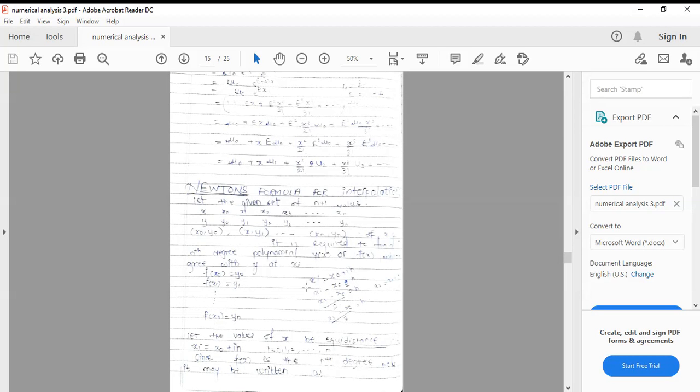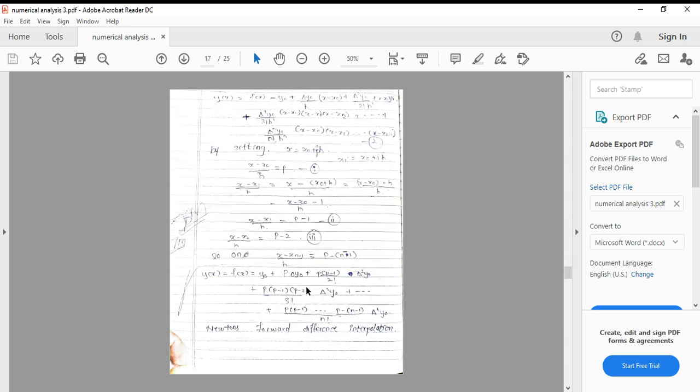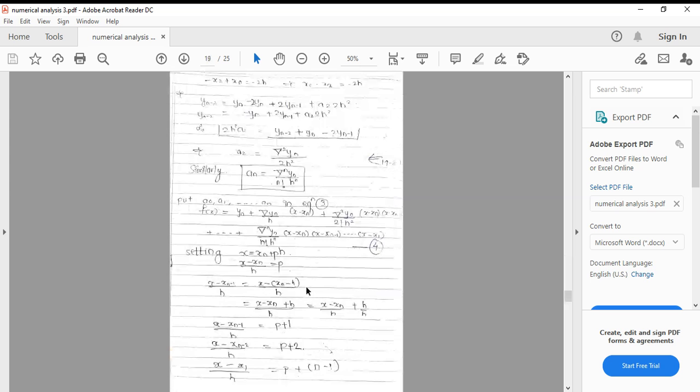In the next lecture we will see Newton's formula for interpolation. Just now we have seen Lagrange's interpolation formula. In a very similar way, with the help of the forward operator and backward operator, you can find out the interpolation. That is Newton's forward difference interpolation formula, Newton's backward difference interpolation formula, and Newton's general interpolation formula.